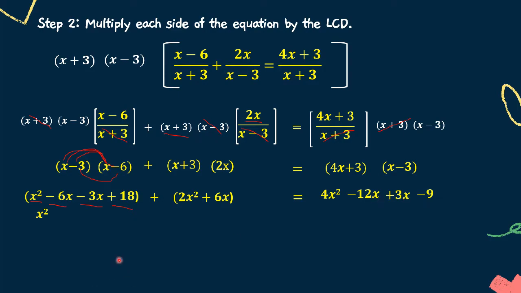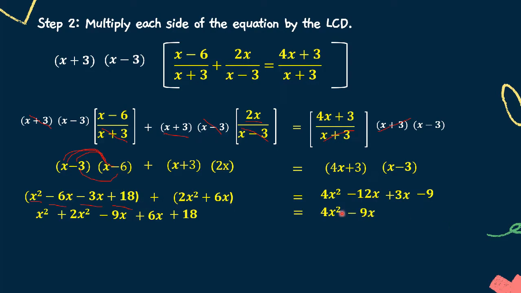Next, we simply combine like terms. So we have here like terms such as x squared and 2x squared, negative 9x. Where did we get negative 9x? Negative 6x minus 3x is equal to negative 9x. We also combine it with the like term plus 6x. We also have 18. And on the other side, we simplify.